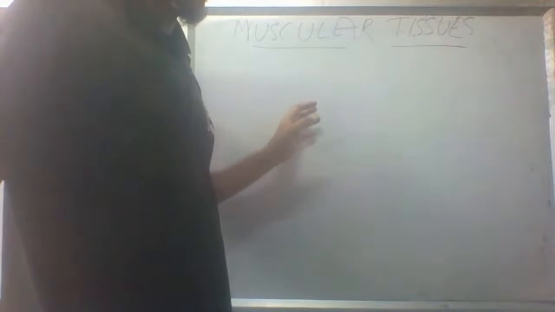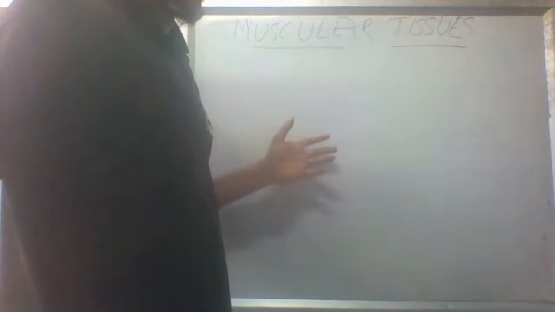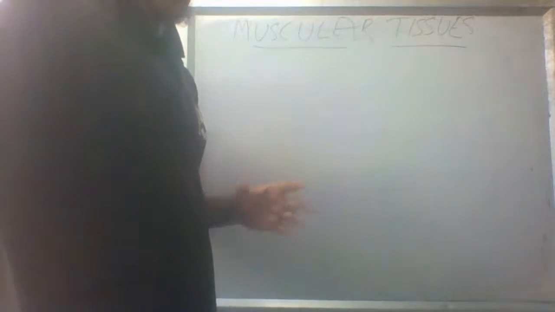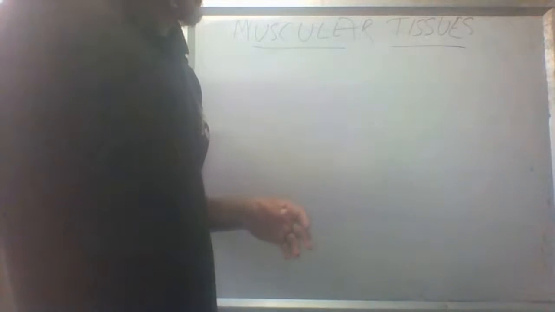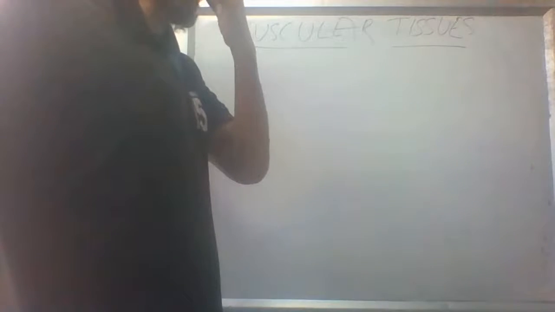It also forms the flesh of the body, and causes the opening and closing of different types of apertures in the body, like the anus, closing of eyes, blinking of eyes, and nasal passages. We can close the nasal passages, and all these things are done by the muscular tissues.